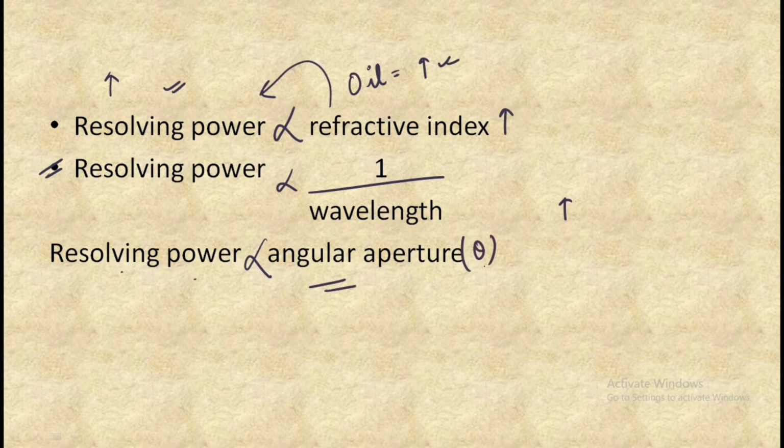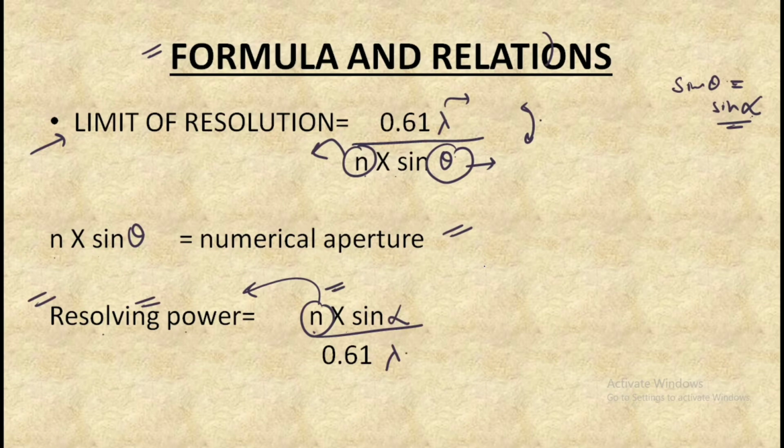That is, the greater the angle between the two areas under consideration, the greater the resolving power of the microscope. You need not mug up these things, just make sure you remember this formula, that the resolving power is equal to n into sine theta divided by 0.61 lambda, and you can easily make out those three relations. So we can say refractive index and numerical aperture are in direct relation to the resolving power, and the wavelength is in inverse proportion to the resolving power.